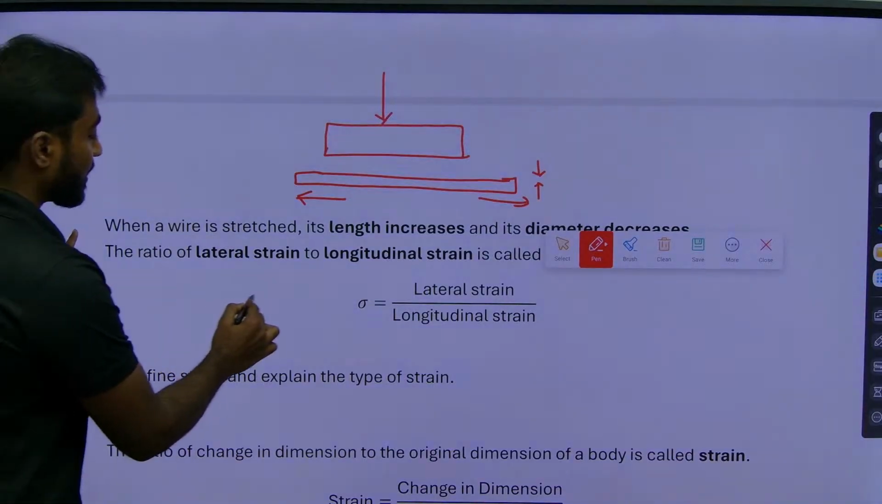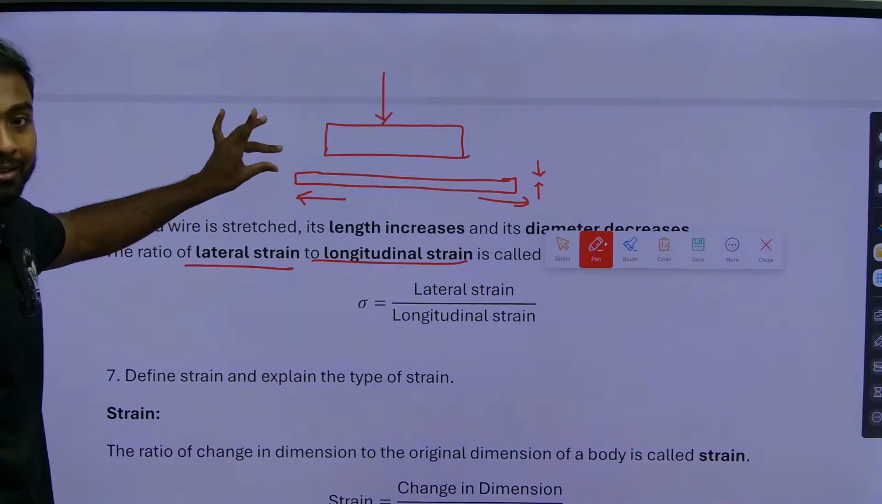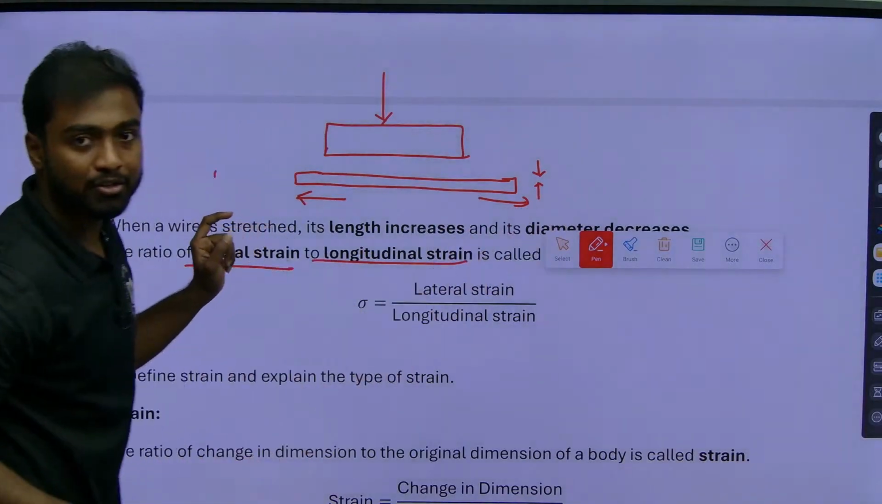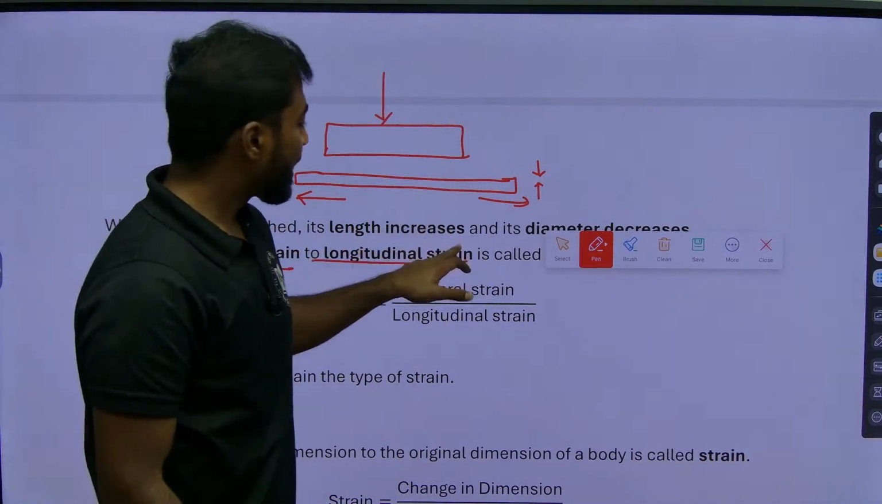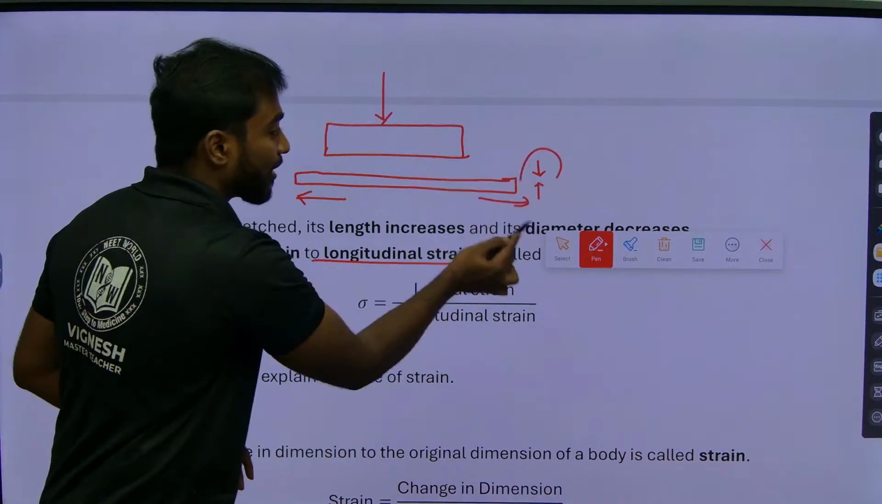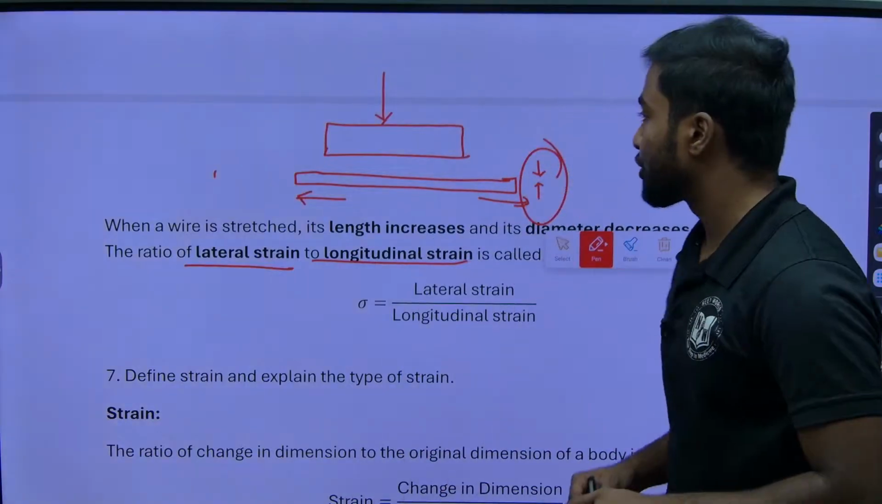So it's a ratio of lateral strain by longitudinal strain. Lateral in the sense it's lateral in the vertical direction, longitudinal in the horizontal direction. Okay, this is about the thing, and here it will be minus. The minus symbol will be there because it has been reducing. Okay, this is about Poisson's ratio.